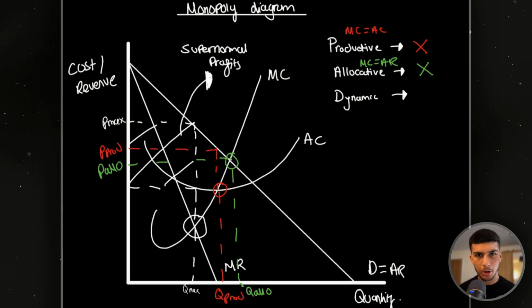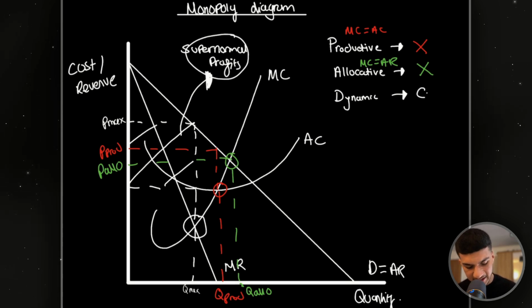And lastly, are monopolies dynamically efficient? They do have the box of supernormal profit here, so what I'm going to write next to dynamic efficiency is they can be. Because as we know, if they invest that box of supernormal profit into research and development, they can therefore become dynamically efficient. But that's overall how monopolies treat efficiency. The main thing you want to remember, they're neither productively nor allocatively efficient, but they can be dynamically efficient. Not that they are dynamically efficient, it's that they can be dynamically efficient.